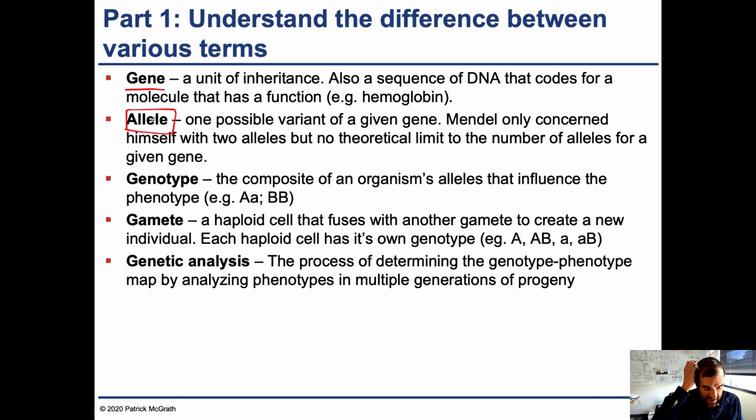So here we have seen that there are 2 different alleles of all of these different genes. And in Mendel's rules, there were only 2 different types of alleles. But there's no theoretical limit to the number of alleles for a given gene that can exist. So it's possible to have more than 2 alleles, in the same way it's possible to have more than 2 traits for a character. And then the genotype is the composite of an organism's alleles that influence the phenotype.